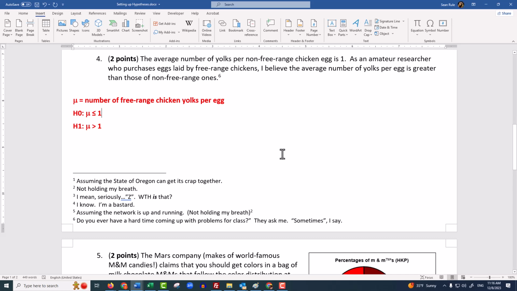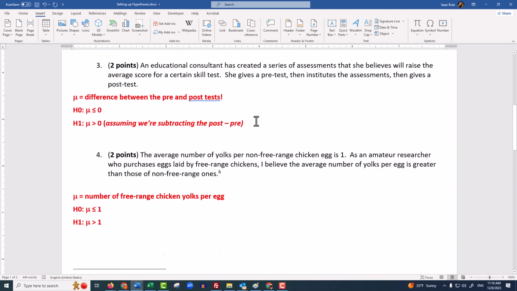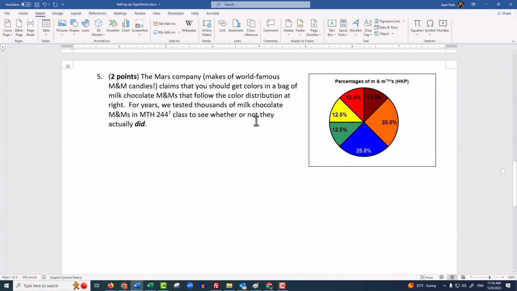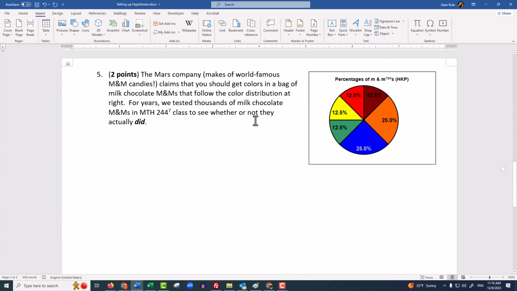That's pretty straightforward. It's an average for sure, and I gave you a number to test it against, the 1. So if you're keeping track, you now have been able to identify 3 sets of hypotheses, which means this one you can't.